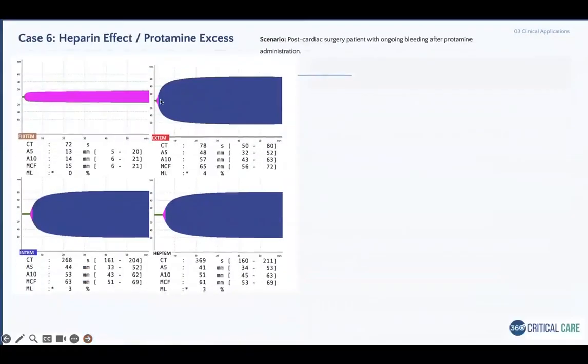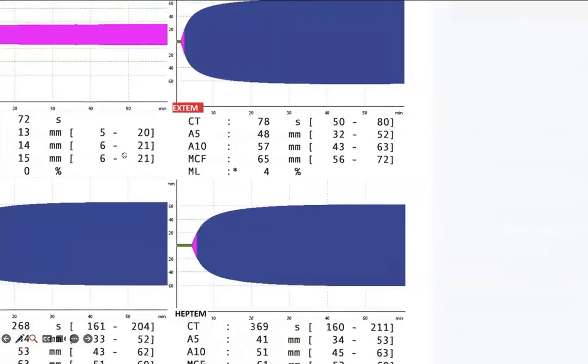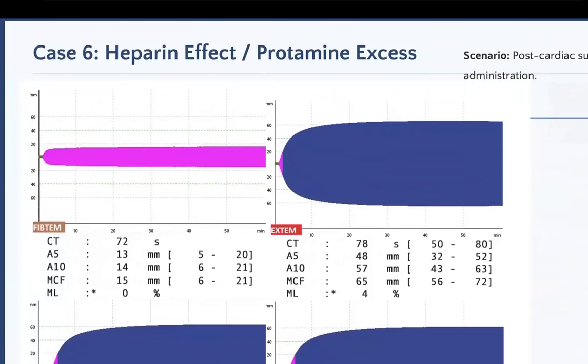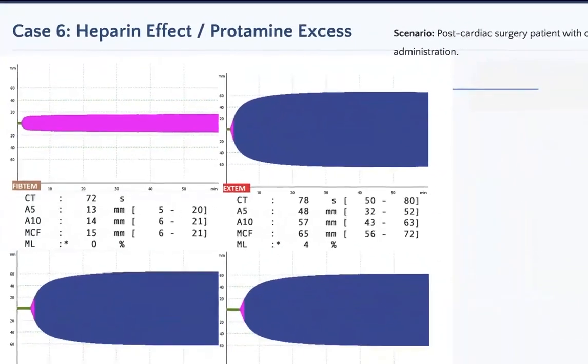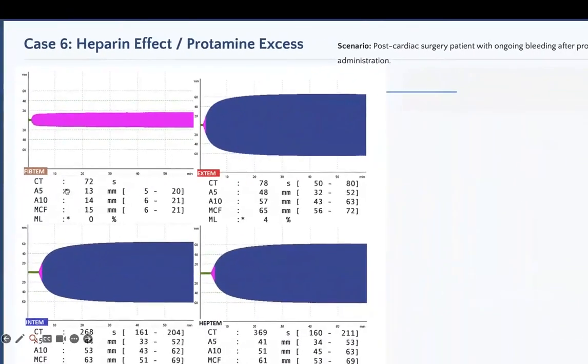Last one, heparin effect or heparin-protamine effect. So you can see this one, post-cardiac surgery with ongoing bleeding after protamine administration. What's happening here is, this is again a tricky one. The first channel is 15, A5 is 13, just normal. A5 is 48 in EXTEM, so the difference is quite a bit.